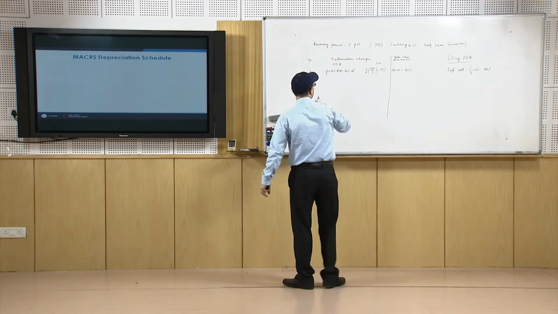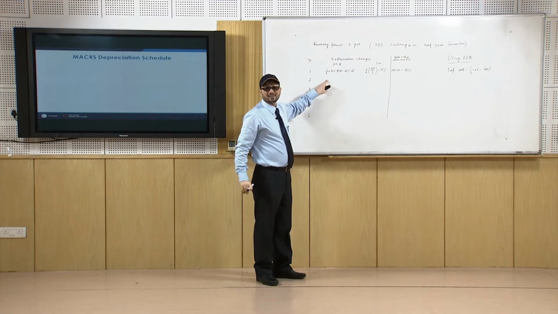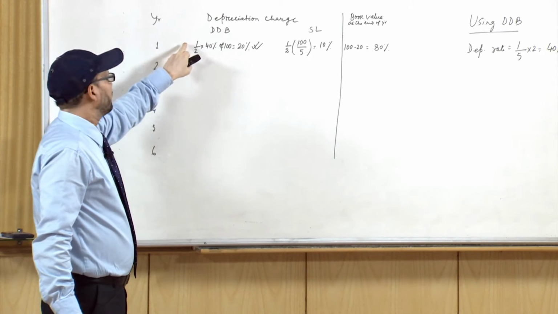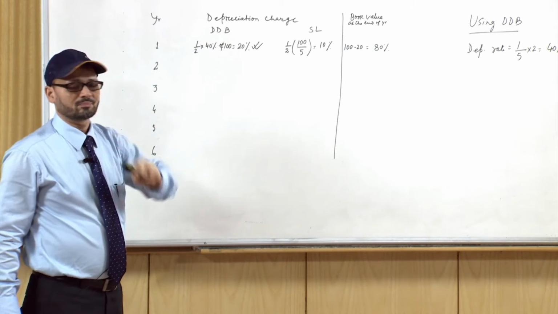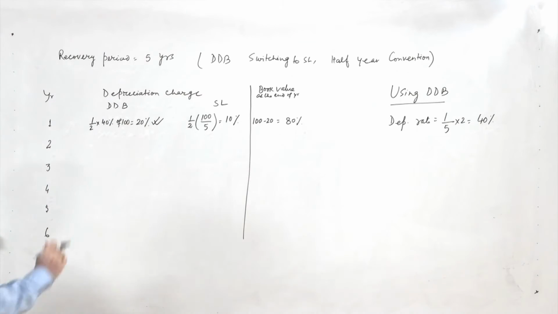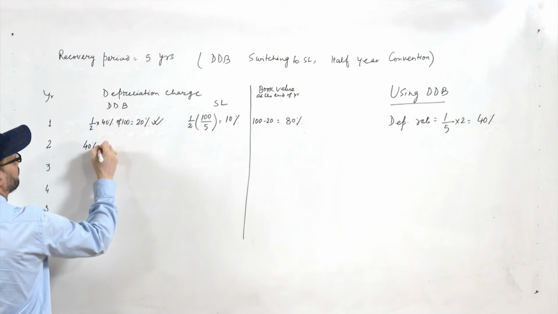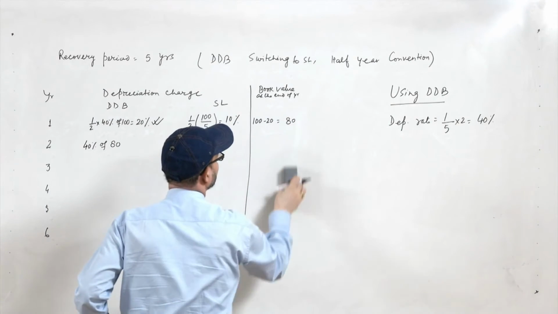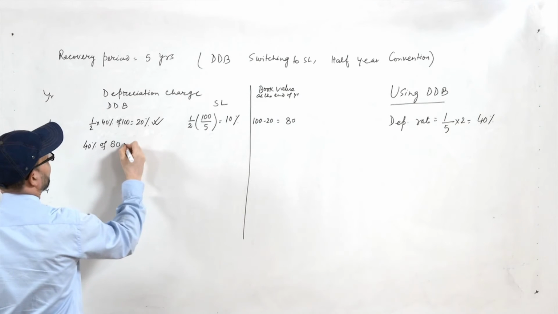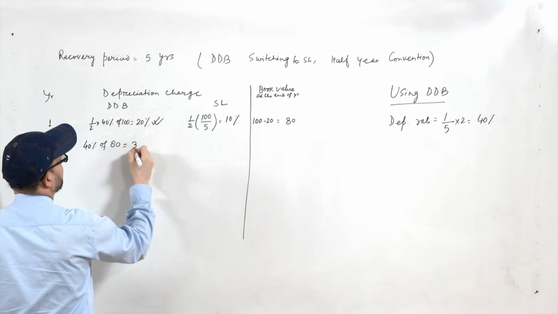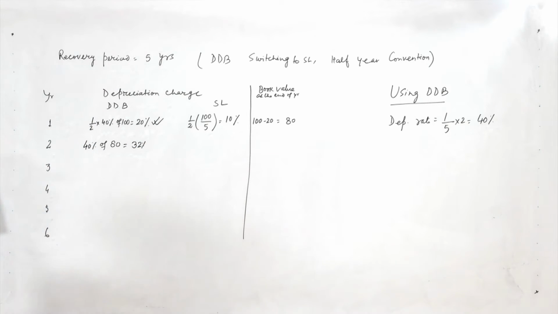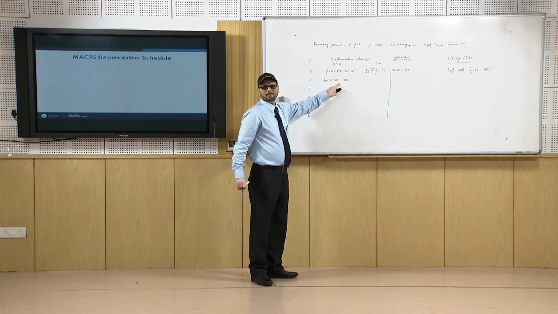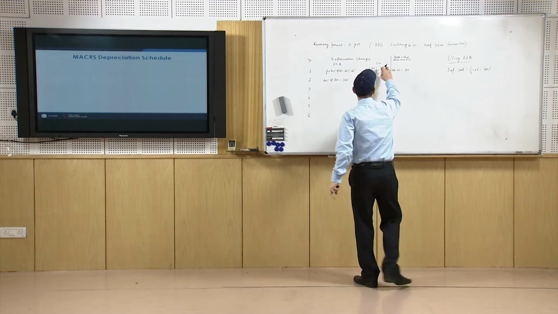Now, if you go to the second year, using the double declining balance method, the half year convention was applied for only half of the year in the first year. So now we will apply it for the full year. In this case, using the double declining balance method, it will be 40% of 80, that is 32%. Now, against this 32%, we will calculate using the straight line method.